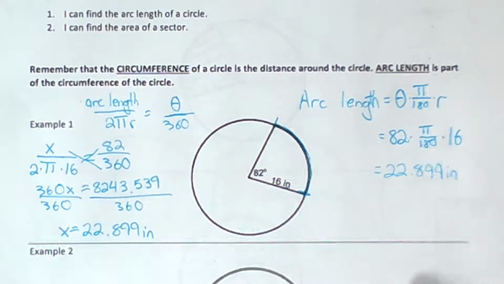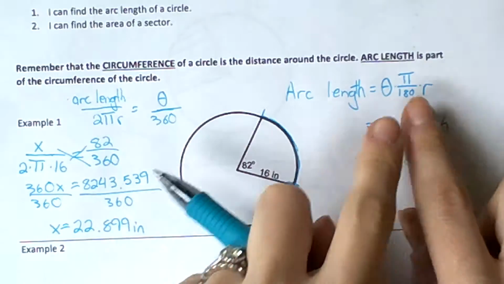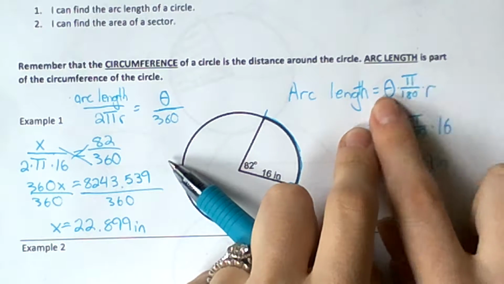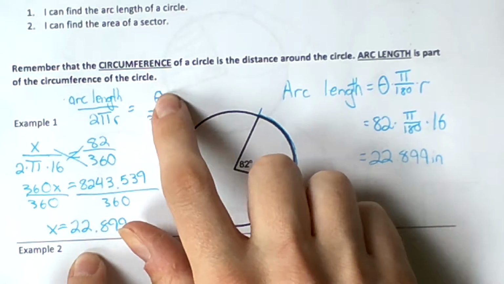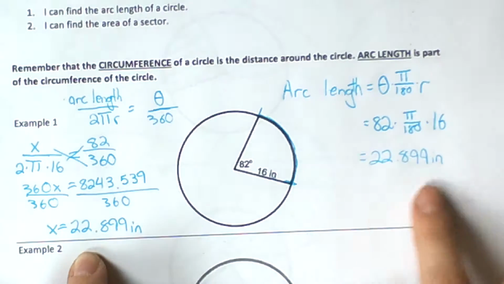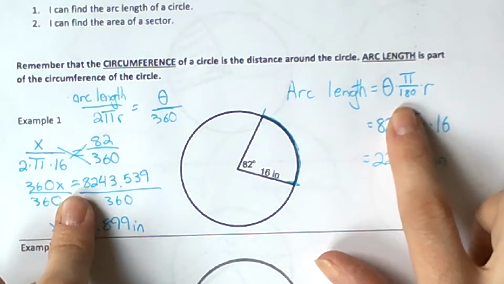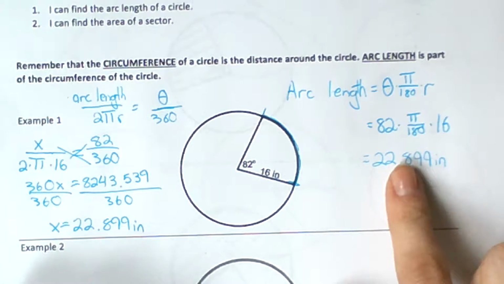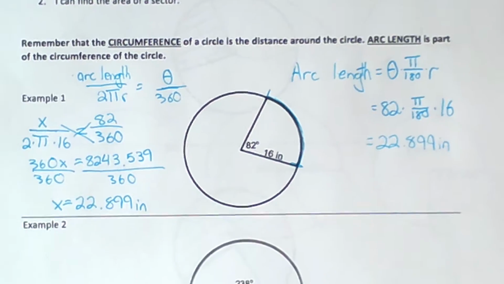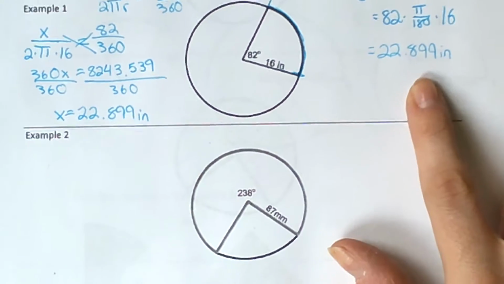I do not care if you like to set it up this way or this way. Either way you're doing the same thing, plugging in the degrees, plugging in the radius. It's, do you like to type it in like this, or do you like to cross multiply? This way makes a little bit more sense to me, but this way is faster. So let's try this method on the next one.